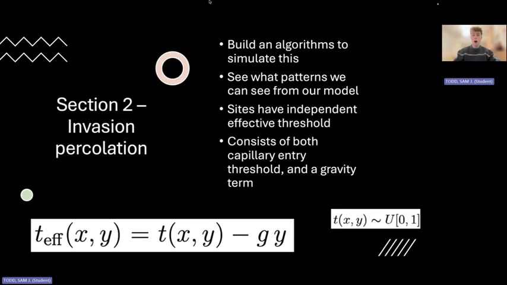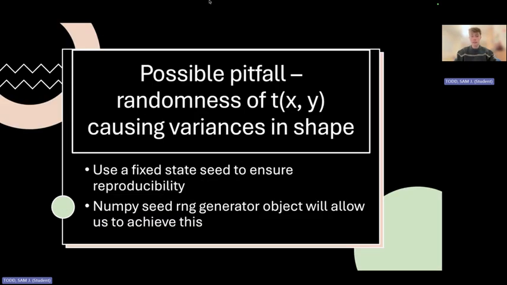Then, looking at section 2, I looked at invasion percolation, where each site has its own independent effective threshold. So we have T(x,y), which is modeled by a uniform distribution, a random number from 0 to 1, which is a capillary entry threshold, and then the gravity term, negative gy, which means that the sites lower down, y = 0 being the top, are easier to invade, and especially easier to invade as g increases. The randomness of T(x,y) is modeled by a uniform distribution that could cause variance.